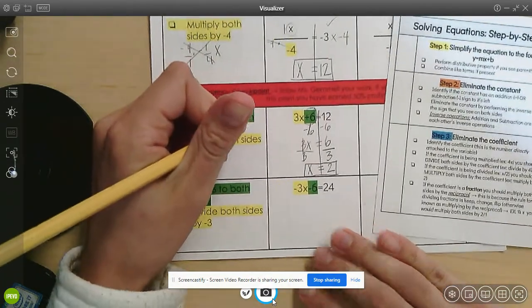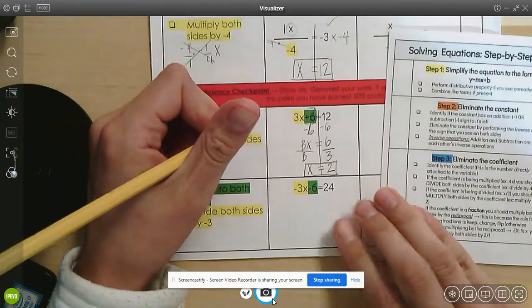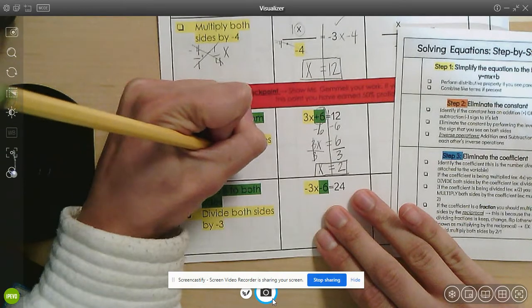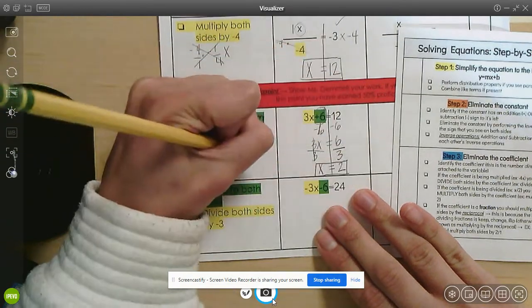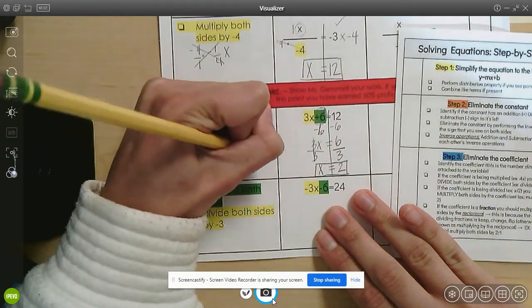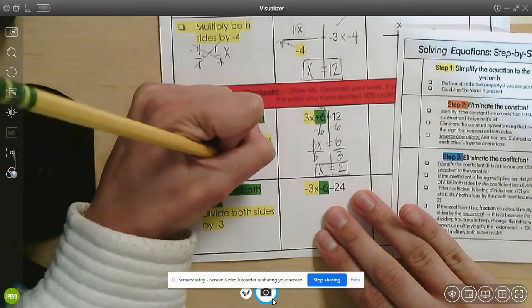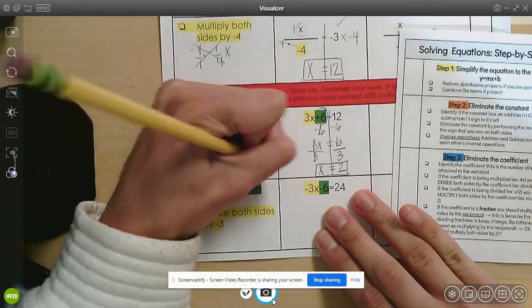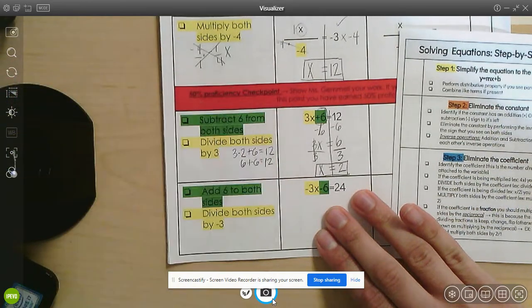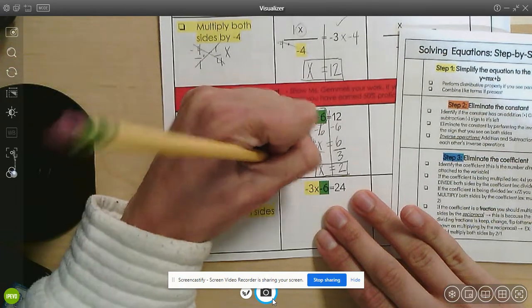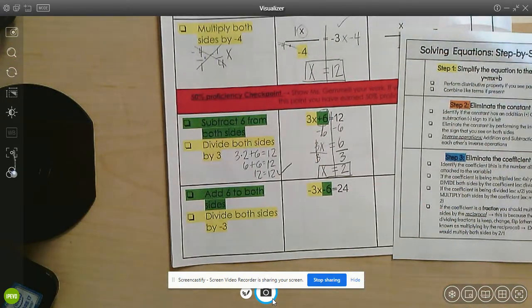Now, again, I'm going to show you how you can check your answer off to the side, just in case. So this equation says 3 times x, which in this case is 2, plus 6 should equal 12. Well, 3 times 2 is 6. 6 plus 6 is 12. I know that I'm correct, so I can put a check. You don't have to do this. I'm just showing you how you can easily check your work.